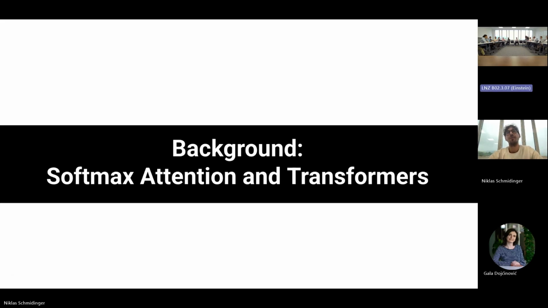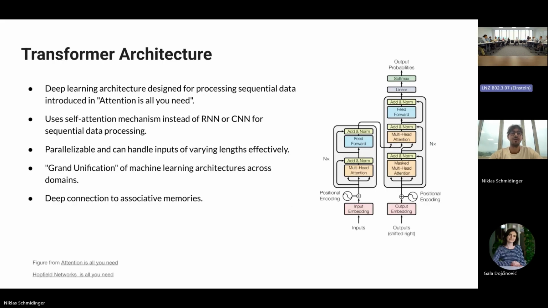So first, let's start with the background about softmax attention and transformers. I think most of you are going to be very familiar with the transformer. It's a deep learning architecture from this very famous paper now, Attention is All You Need. It came up with the self-attention mechanism, or took it from earlier versions, but made the full model use self-attention, not relying on any RNNs or CNNs. And the cool thing about the transformer is that it's parallelizable during training.